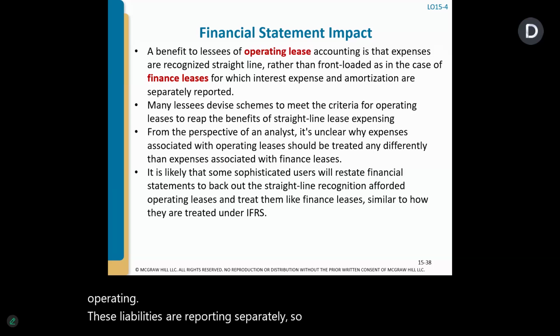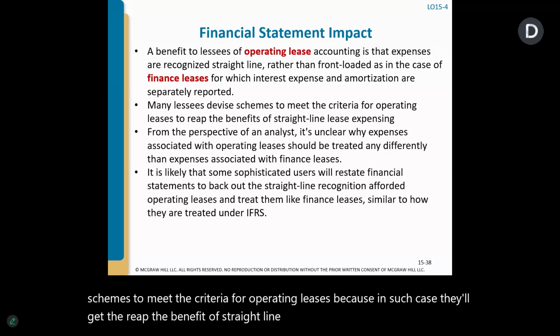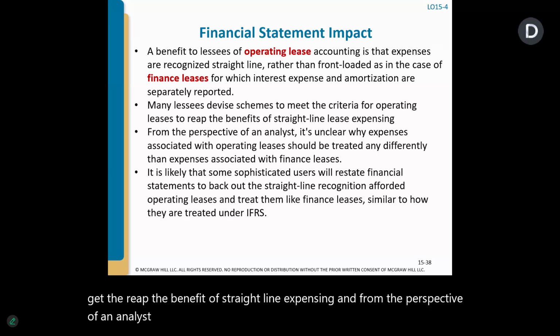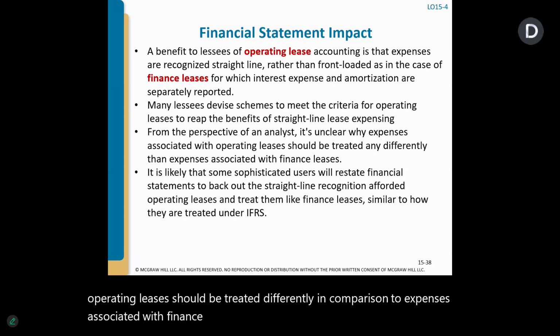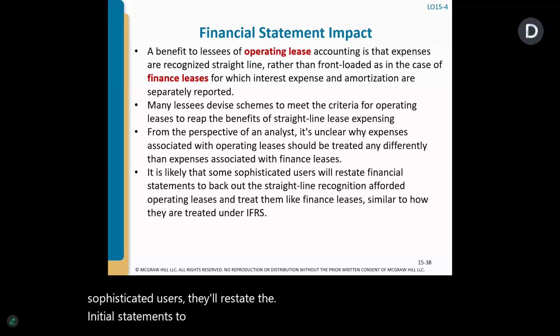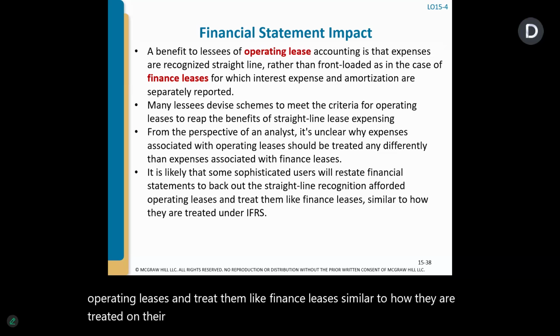So many lessees try to devise schemes to meet the criteria for operating leases because in such case, they'll get to reap the benefit of straight line expensing. And from the perspective of an analyst, sometimes it can be unclear why expenses associated with operating leases should be treated differently in comparison to expenses associated with finance leases. And it is likely that some sophisticated users will restate the financial statements to back out the straight line recognition afforded to operating leases and treat them like finance leases, similar to how they are treated under IFRS. So this is definitely something to keep in mind. There is, again, the impact on the financial statements ultimately.